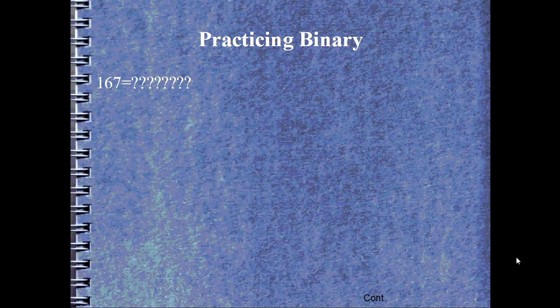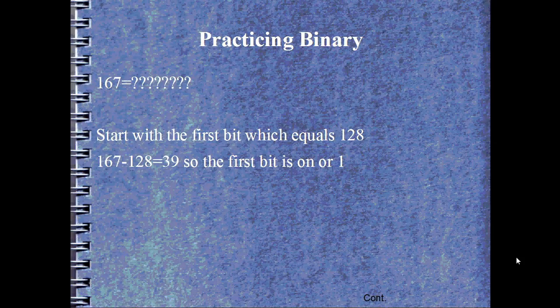We'll start with a number of 167 and see if we can't determine what the binary value would be for this decimal number. We start out with the first bit. The first bit is 128. 167 does subtract 128 down to 39, so therefore this bit is on.